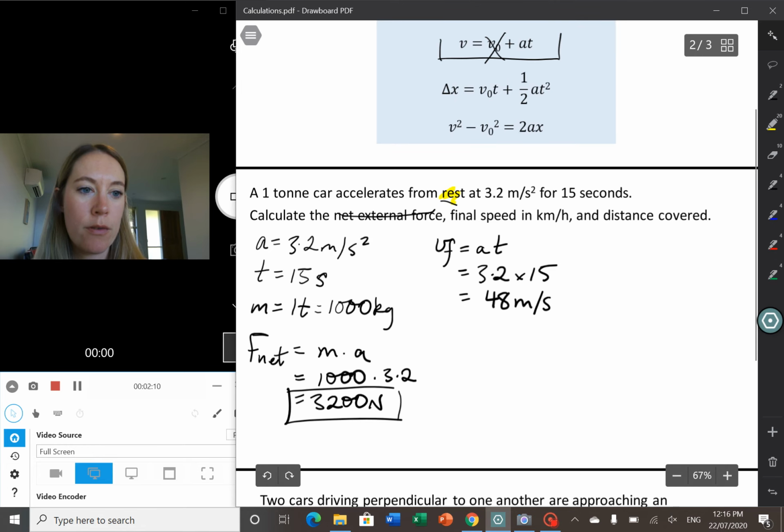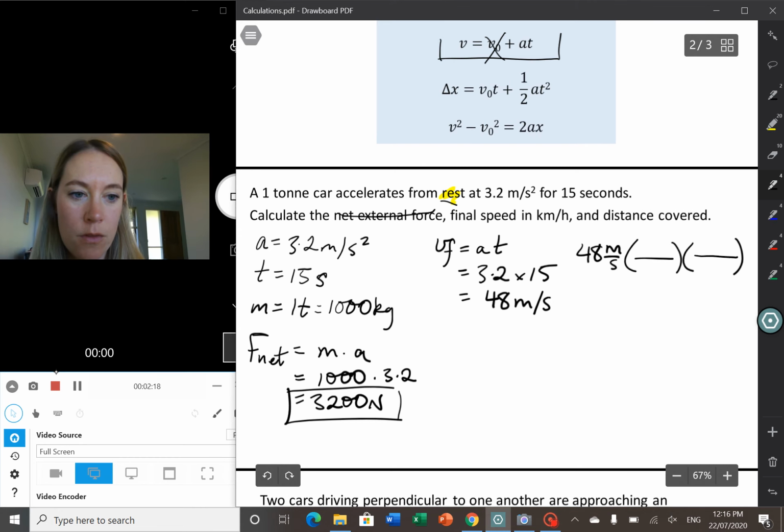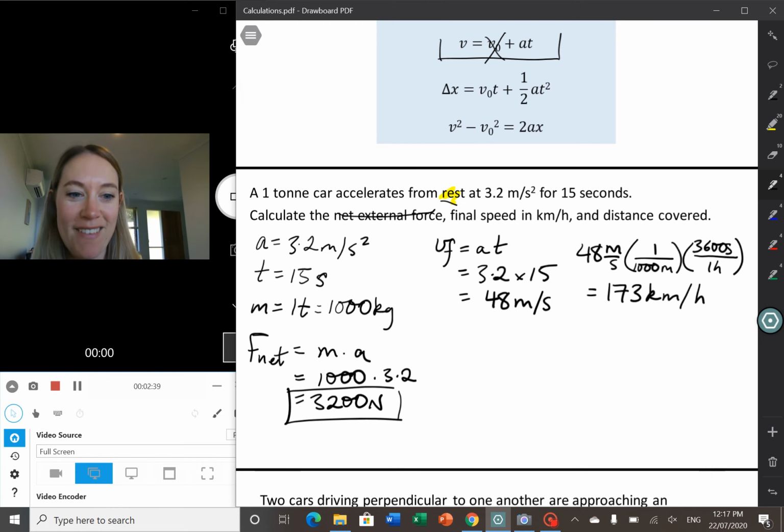And I want to express that in kilometers per hour, so I'm going to do a super quick unit conversion. Meters on top, so it must be on the bottom. Seconds on the bottom, so it must be on the top. Gives me 173 kilometers per hour, so a super fast car.